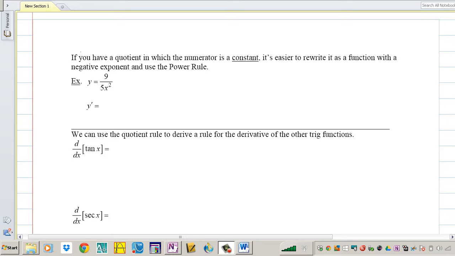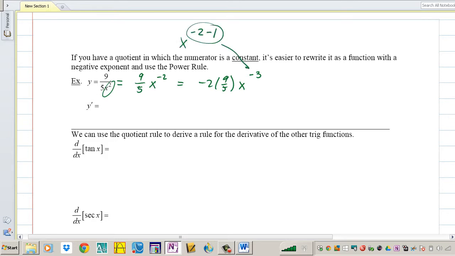If you have a quotient in which the numerator is constant, it's easier to rewrite it as a function with a negative exponent and use the power rule. So here's what they mean by this. You already know this is 9/5, and then this x squared comes to the top as x to the negative second. Using the power rule, drop the power, keep the constant, keep the x. Now take 1 away from the power, which is -3. Let me repeat that. Take 1 away from the power, and that becomes -3. And that is your answer.